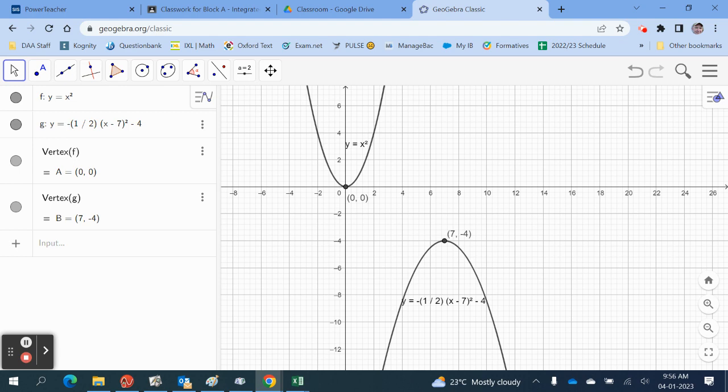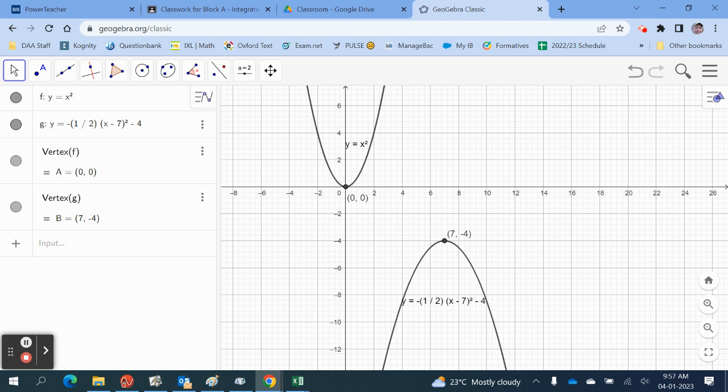So secondly, is it positive or negative? A is negative, that means we have a reflection, that means we have a maximum point, not a minimum point. What is the value of H? H in this one is 7. The coordinates of the vertex are 7, minus 4. H is 7. That means we have a horizontal translation right by 7 units.